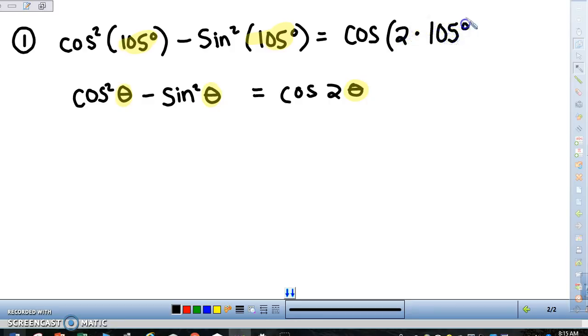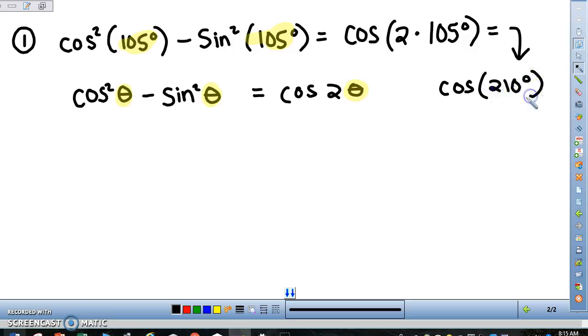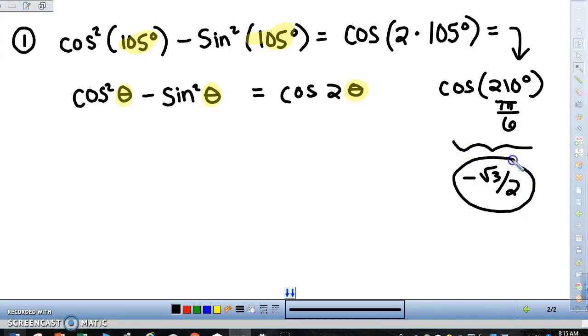So when we do 2 times 105 degrees is very helpful, because it's going to give us a unit circle angle. That's going to give us 210 degrees, which is really the same thing as 7 pi over 6, if you want to think about it in radians. And so the cosine value of that is negative root 3 over 2.